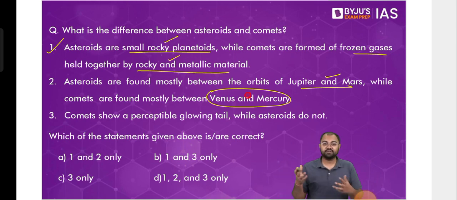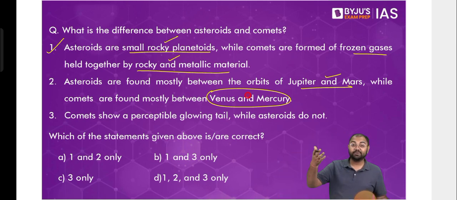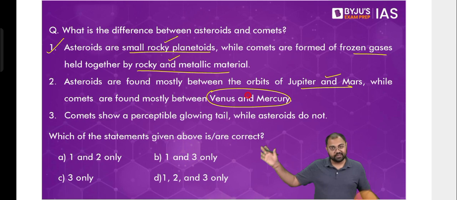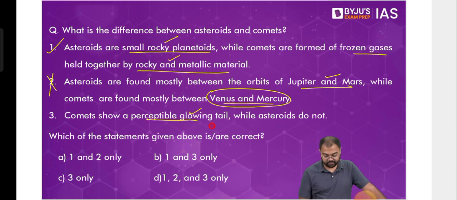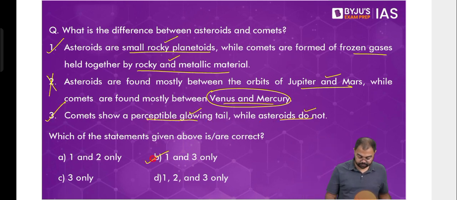Otherwise, for example, many comets are visible to us only once in 80, 90 years. Halley's comet, the most popular one, once in 76 years. So obviously, they have a very big orbit. That's why they can't be found between the orbits of Venus and Mercury. We never discussed this. Comets show a perceptible glowing tail. This is correct. While asteroids do not. This is also correct. So 1 and 3. This was an easy question.